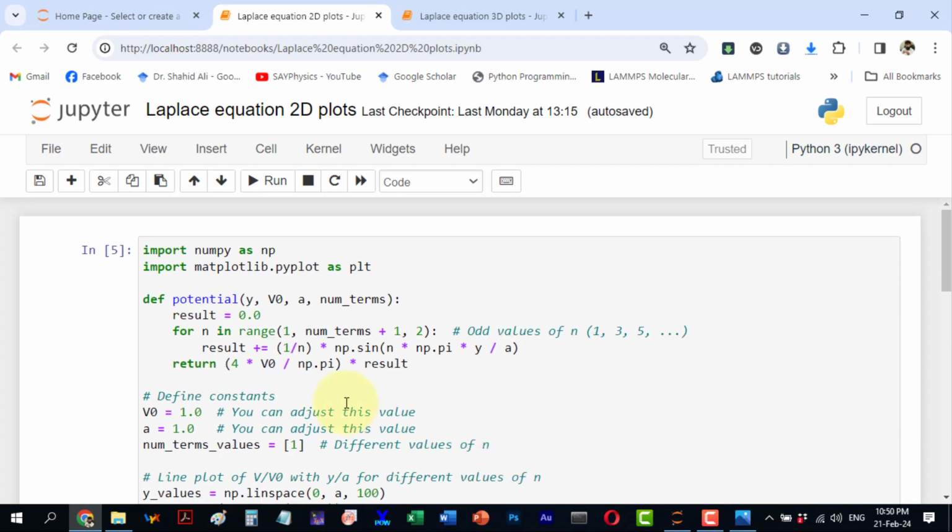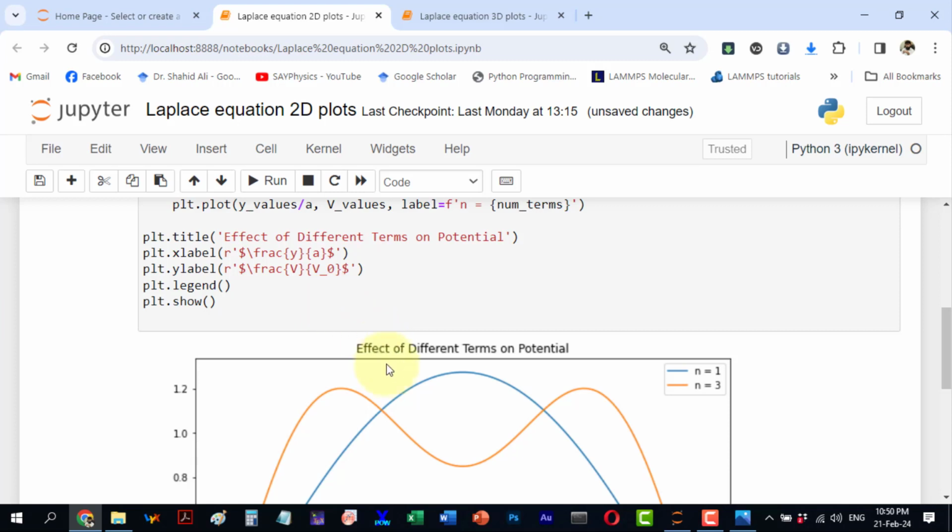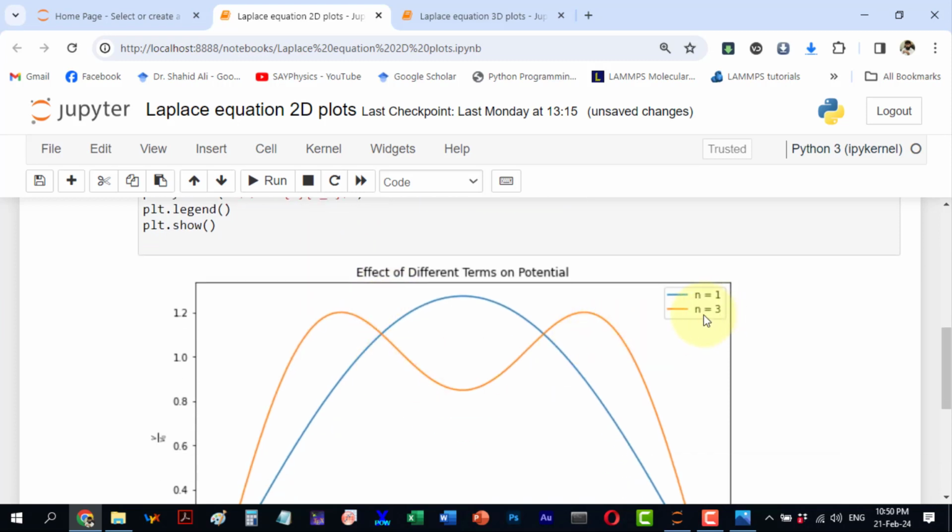Now let me change the number of terms here, and let's say the next term which will come here will be the third term, since only odd numbers are here. Let me run this one, and you see that for n equal to 3, we have the plot like this one. We have 2 peaks involved here.